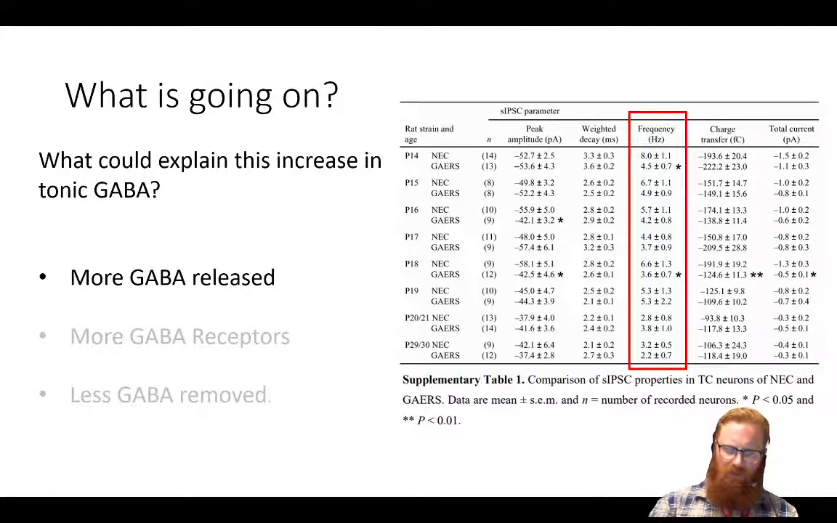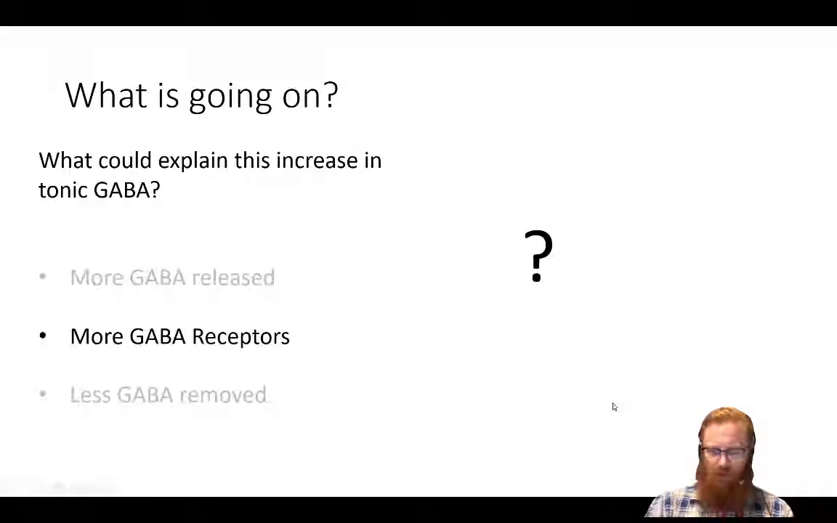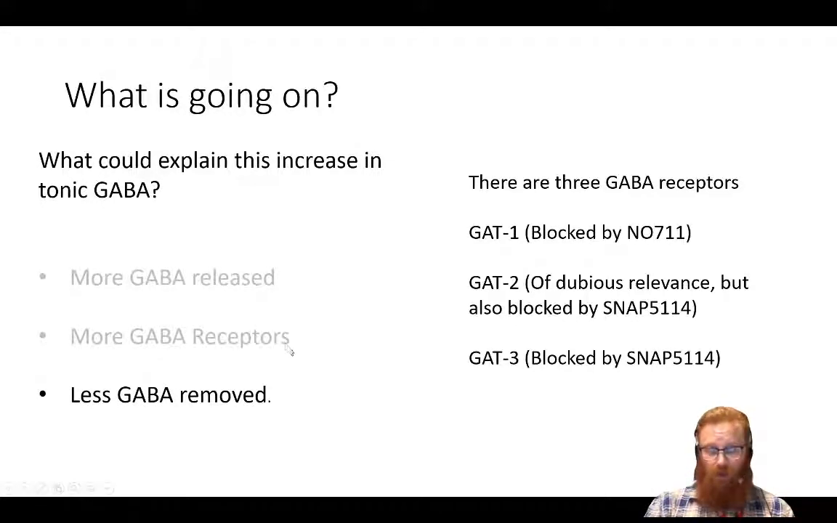This is not an absolute hard and fast proof, right? The problem is it's essentially impossible to measure the concentration of GABA that's floating around outside the synapse. So you always have to look at some kind of correlative measure. But the idea here is that if there are fewer synaptic events, then there's less GABA being released. In this case, there's the same frequency of synaptic events, and hence the assumption is that there's the same amount of GABA released. More GABA receptors, they're going to skip over that one. But thankfully, they do provide a mechanism, which is looking at GABA removal.